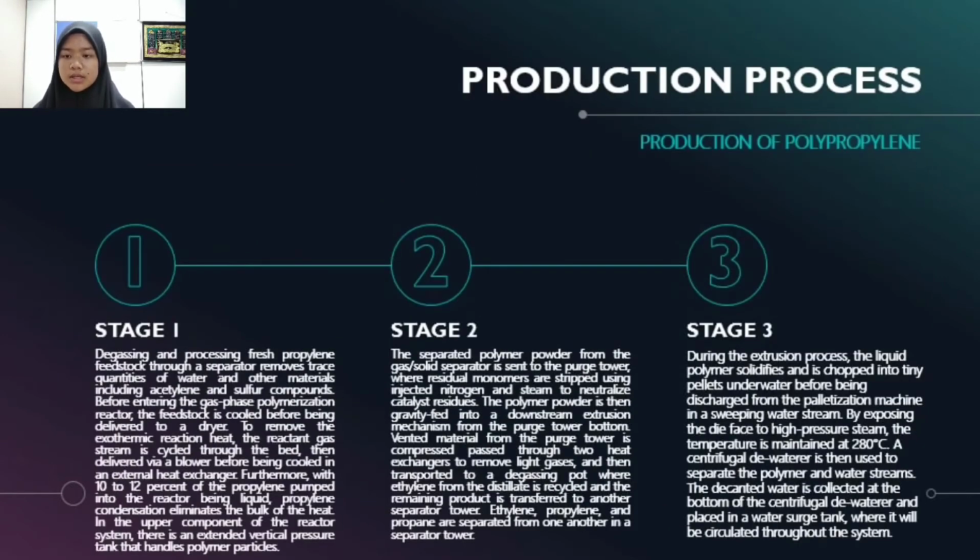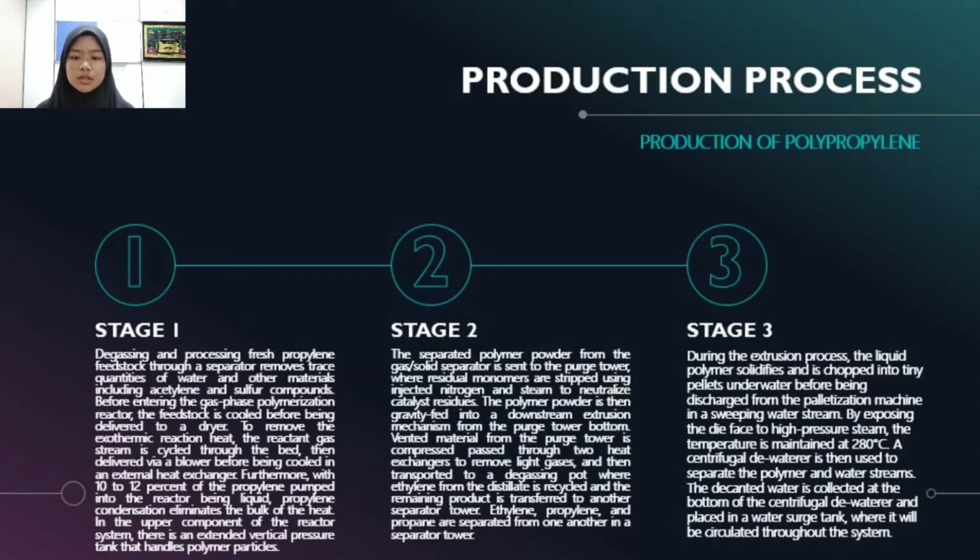In stage 1, degassing and processing fresh polypropylene feed through a separator remove trace quantities of water and other materials including acetylene and sulfur compounds. Before entering the gas phase polymerization reactor, the feedstock is cooled before being delivered to a dryer to remove the exothermic reaction heat. The reactant gas stream is cycled through the bed, then delivered via a blower before being cooled in an external heat exchanger.